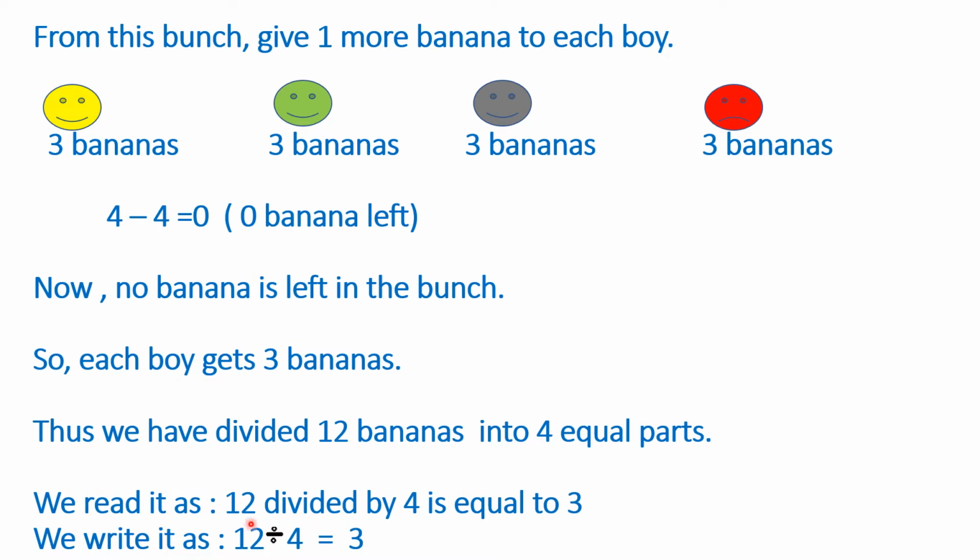So 12 divided by 4 is equal to 3. So 12 bananas we were distributing among 4 children and each child is getting 3 bananas. So we may read it as 12 divided by 4 is equal to 3. And we write it as 12 ÷ 4 = 3. This is the symbol of division. Okay. So whenever we distribute anything equally, whenever we are sharing anything equally, in that case we do division.